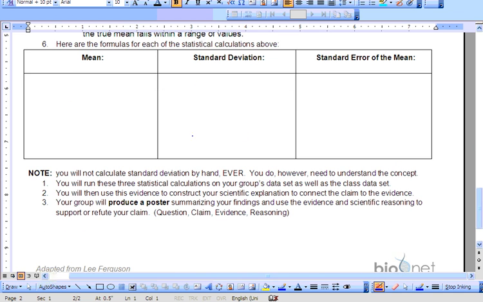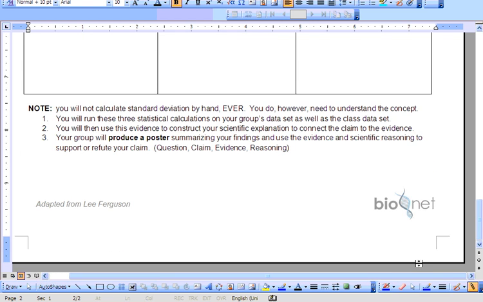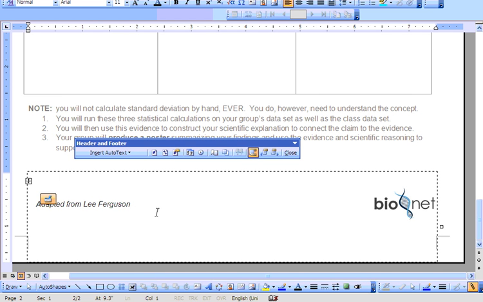This part you don't have to write in. We've already talked about the calculations for mean, standard deviation, standard error. And we're just going to use the online calculator to do it, so it's all good. Hold on, let me see if I can actually pull that graph paper up that you're working from. The green one, the green graph paper.